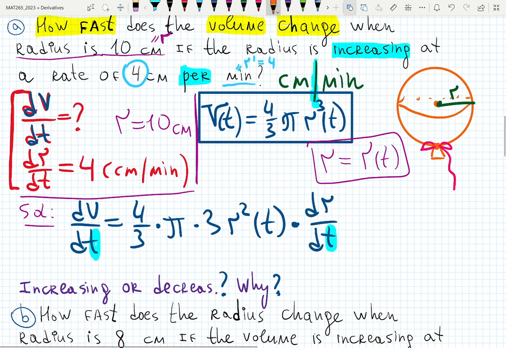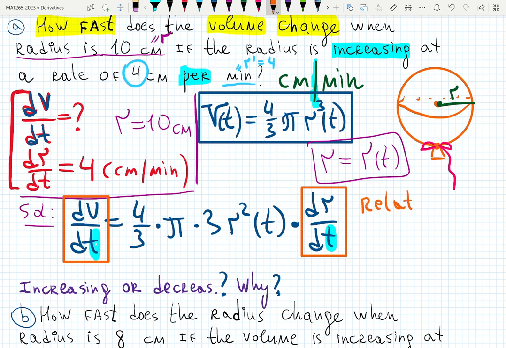Here are my two related rates. Here they are, related rates. They are rates and they are related through the third dimension, t. Related rates, like so.